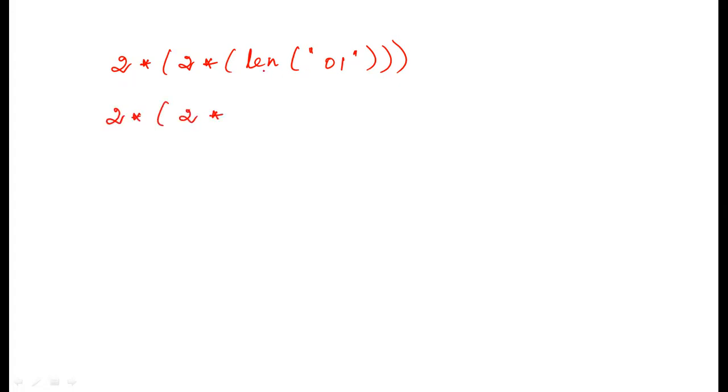Next example: 2 into length of '01'. Here, always the inner parenthesis should be evaluated first. So 2 into 2 into, what is the inner parenthesis? The length of the character string that we have given. So here we have 2 characters. What is its length? It is 2. Right. So what is 2 into 2? Which is nothing but 4. So 2 into 4, that is 8. The result is 8.